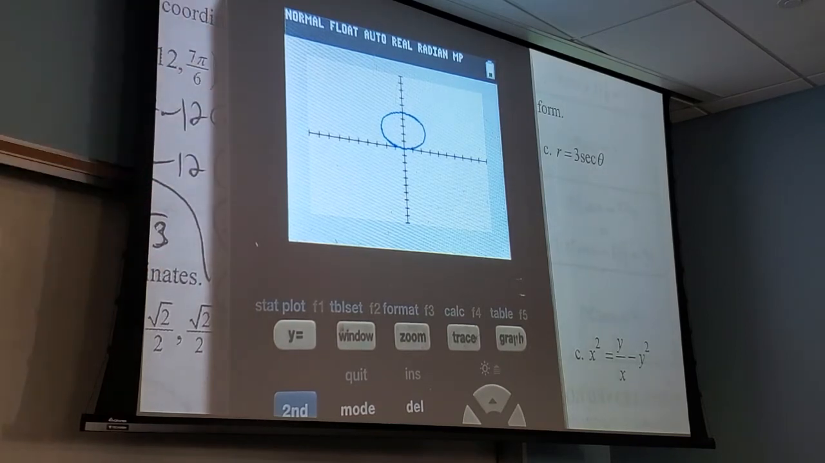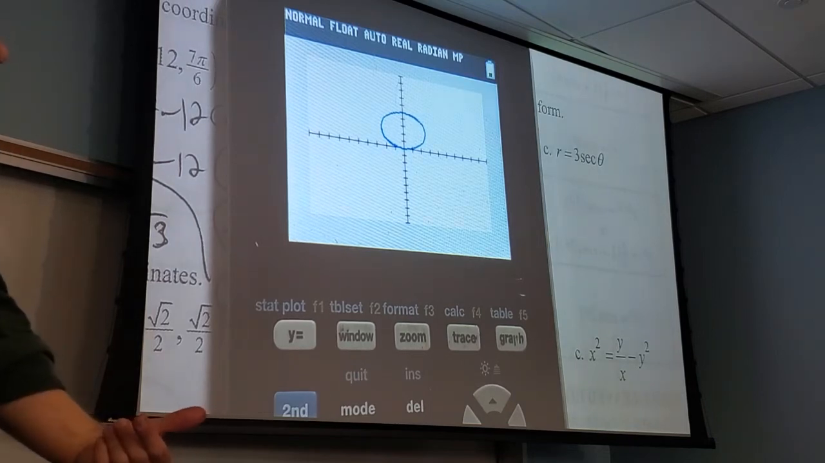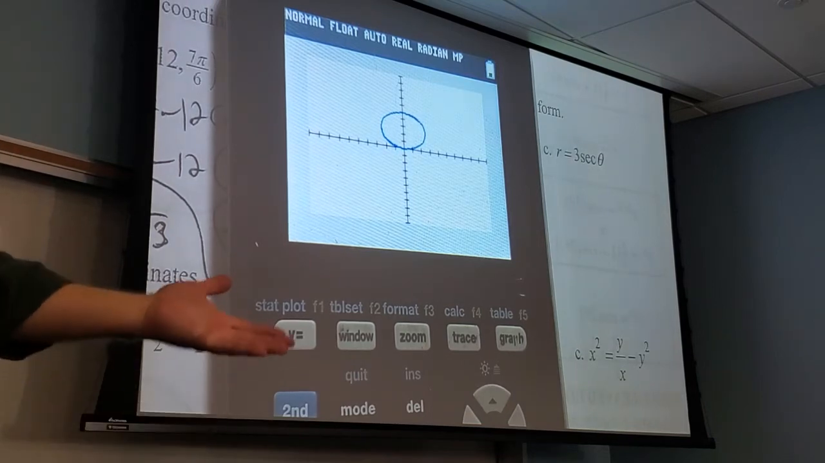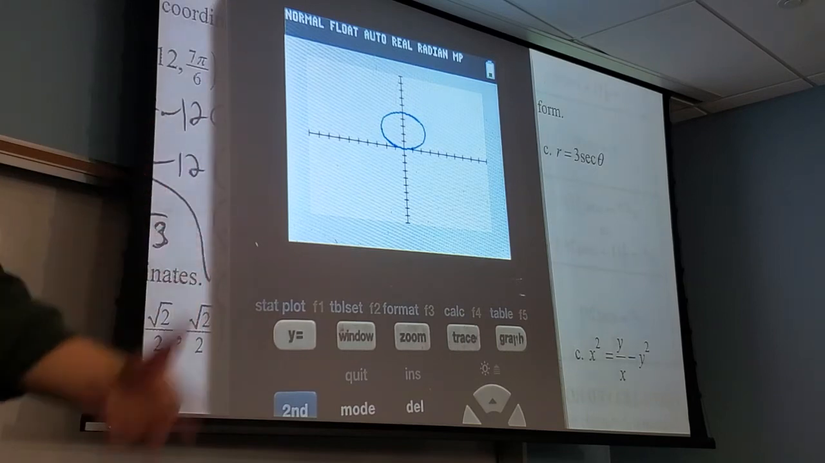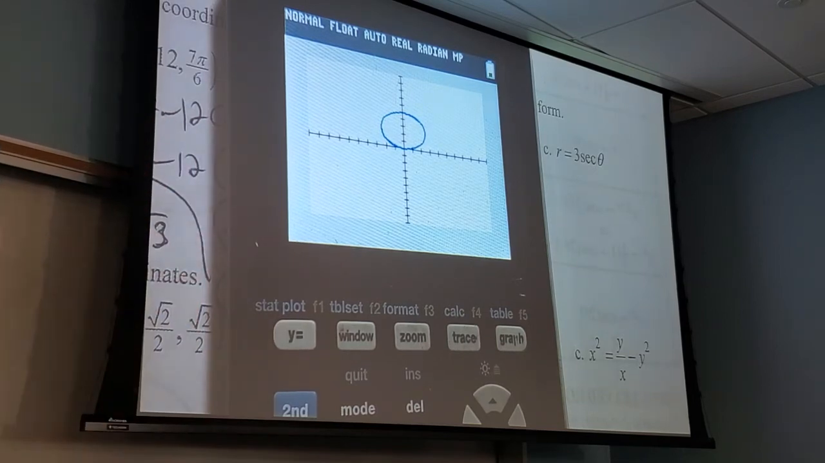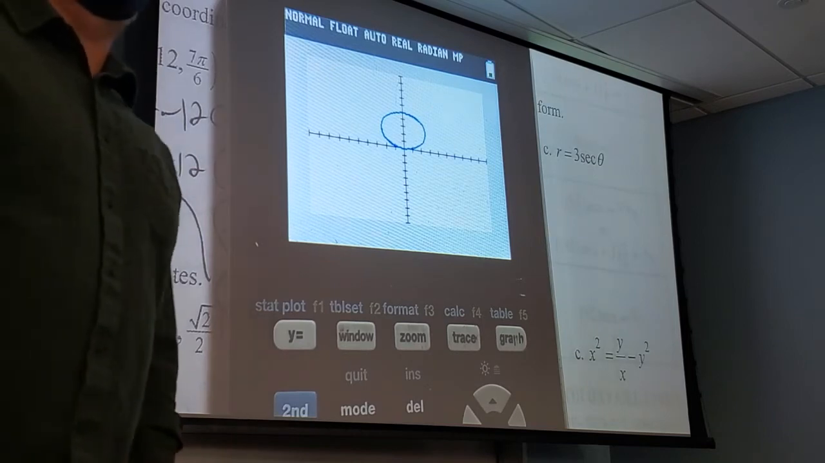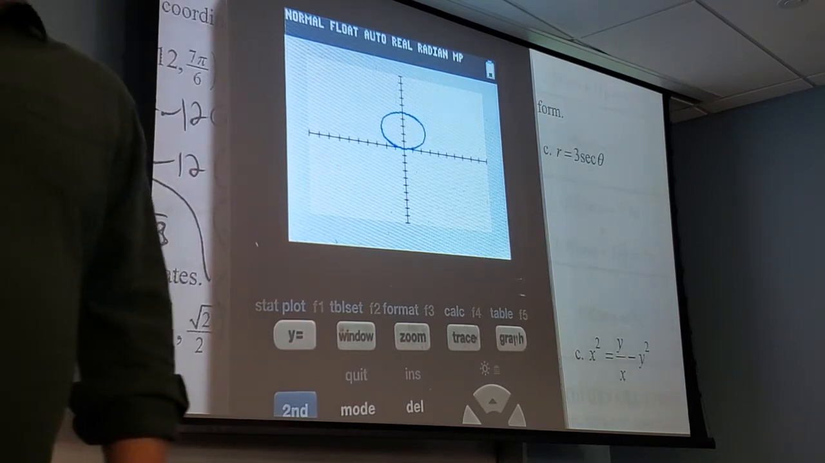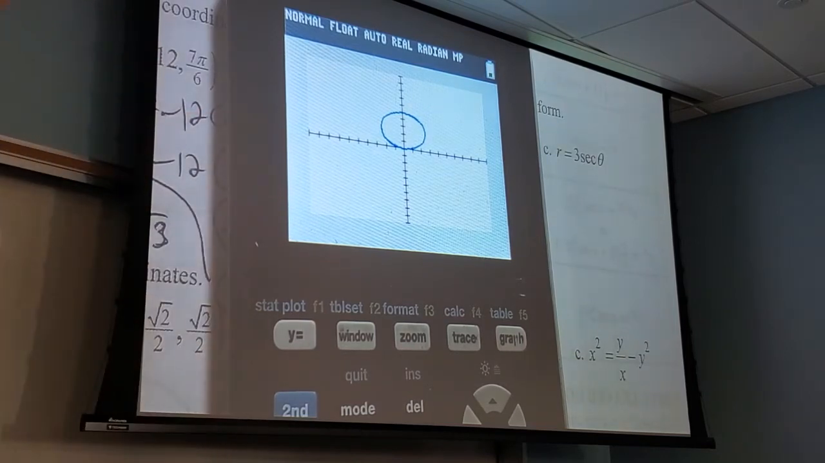What axis is this centered on? What would you say? What axis is this sitting on? Or what's a better way to say this? Where is the center of the circle? On the what axis? The y-axis. So I would say this circle is centered on the y-axis.